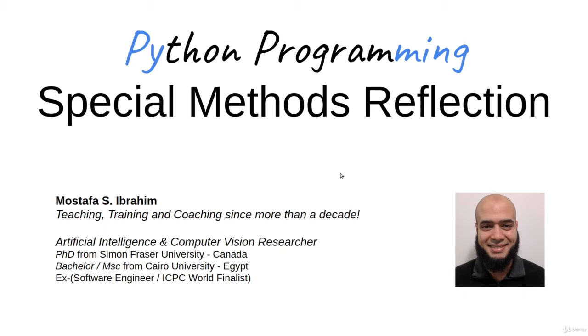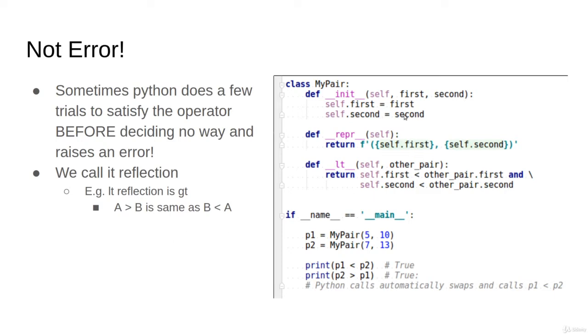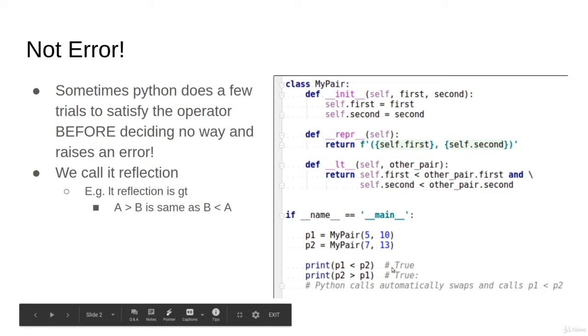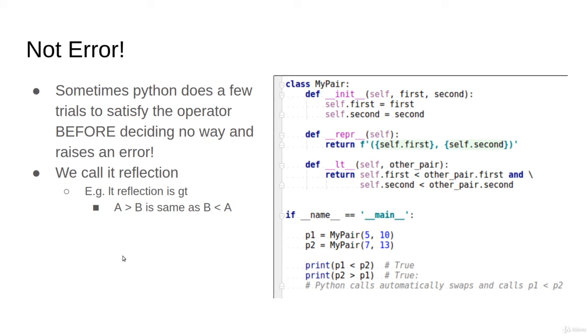An interesting property in the special methods is the reflection point. Let's say that you wrote this class that has a less than. If you try to compare b1 less than b2, it will be true, that's okay. But if you try to compare b2 greater than b1, surprisingly it will not give an error. Why? Because Python might do what we call the reflection.